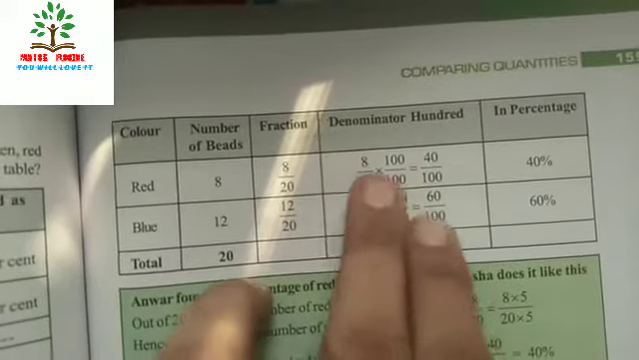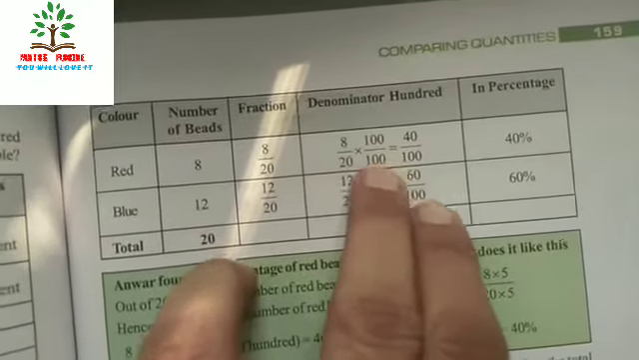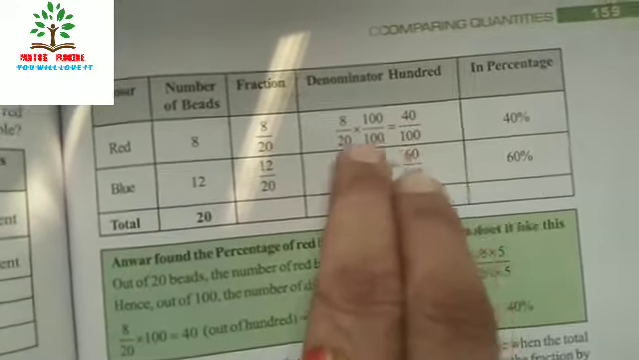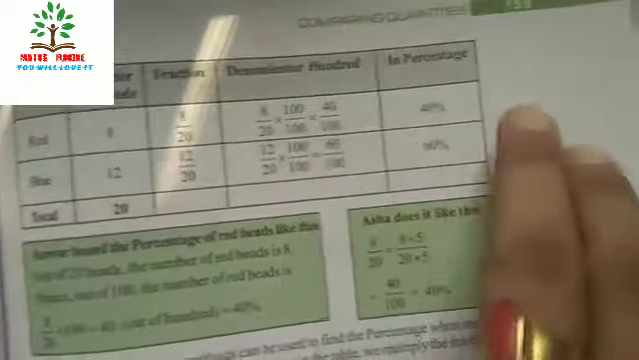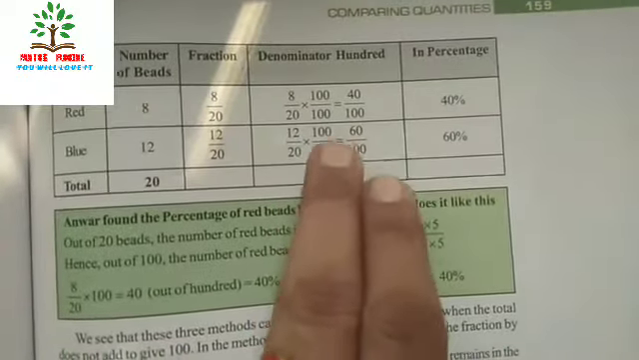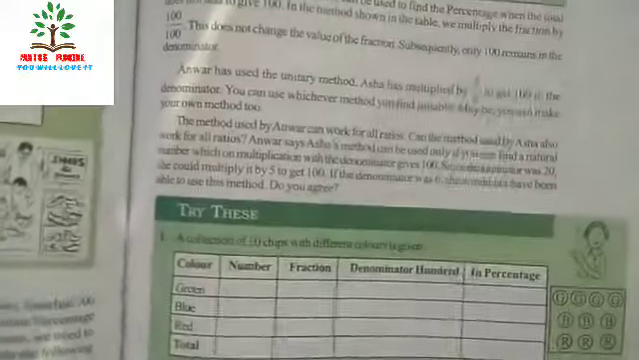So now how to write? 8 upon 20, we are multiplying by 100 divided by 100. We are not touching this 100 which is in the denominator, we are just solving the other three numbers. On solving this we are getting 40, so 40 upon 100 means 40%. Then blue is 12, so 12 upon 20 means 12 upon 20 into 100 over 100, that is 60 upon 100, that is 60%. So this way we can convert these.